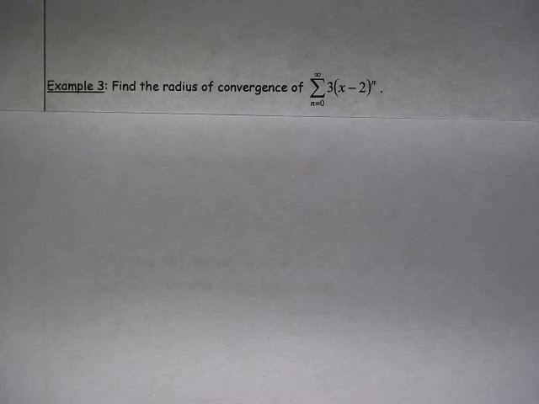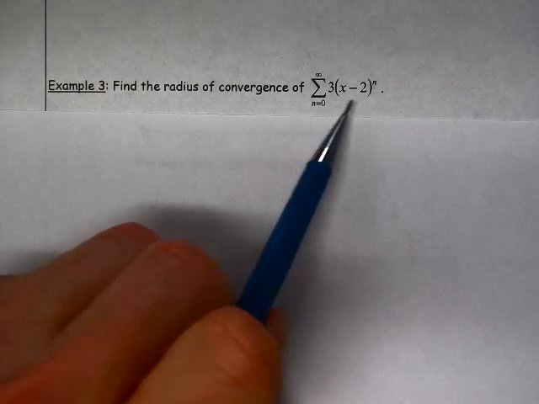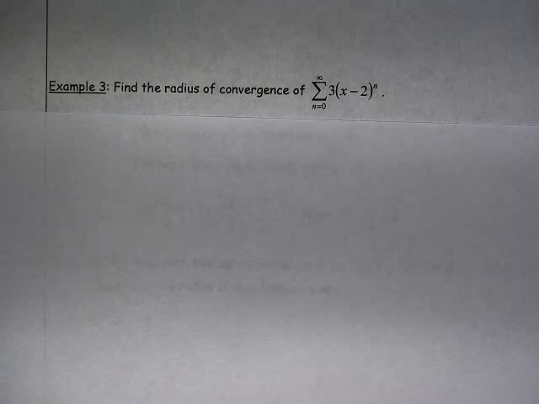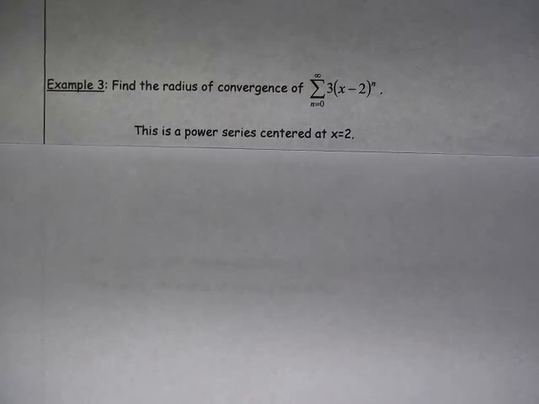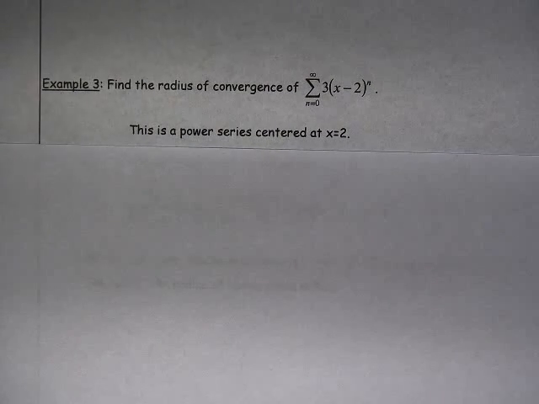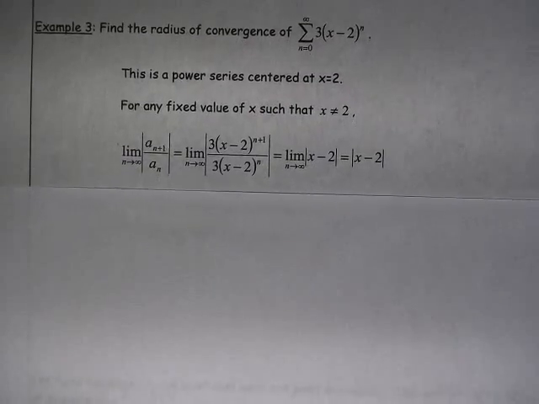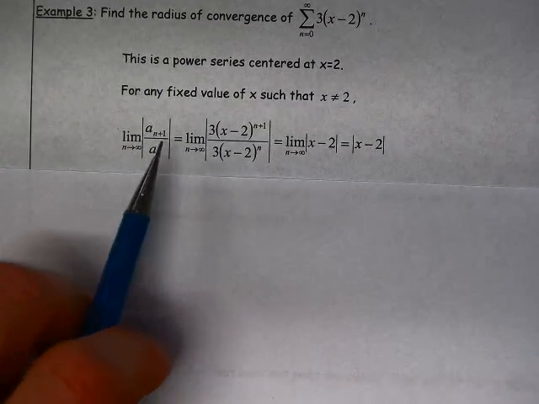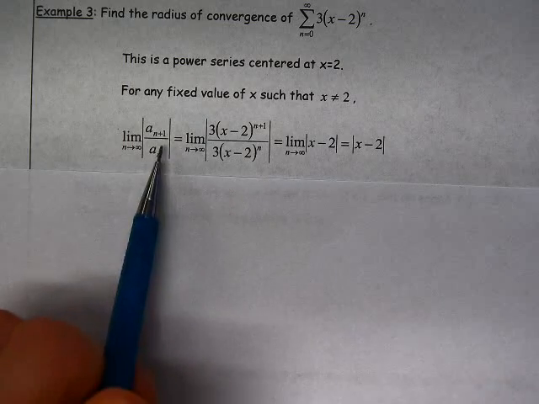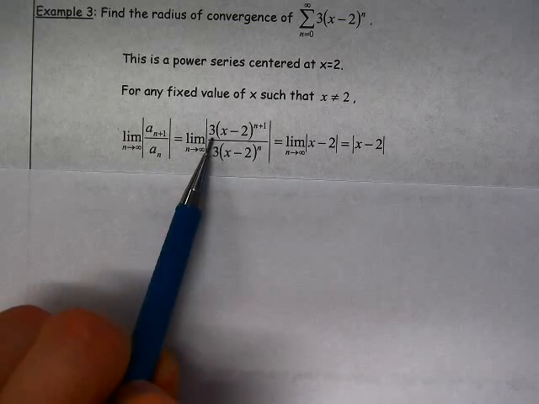The next example, we want to find the radius of convergence of this series, 3 times x minus 2 to the n. All right, so this is a power series centered at x equals 2. So what we're trying to figure out is how far away from 2 can we go and still have a convergent series. So we apply the ratio test. And you'll notice here that the ratio test looks like this.